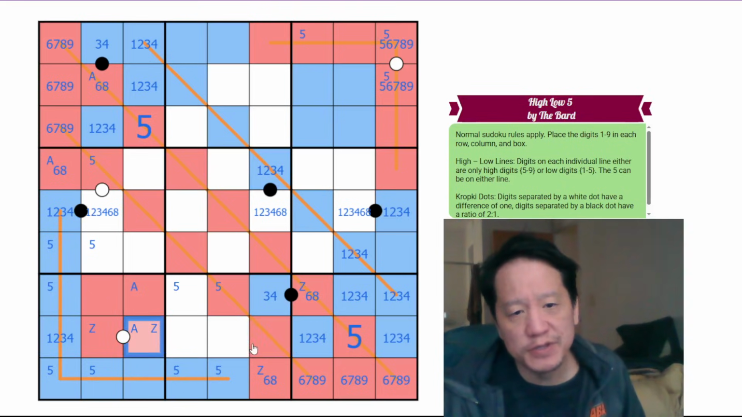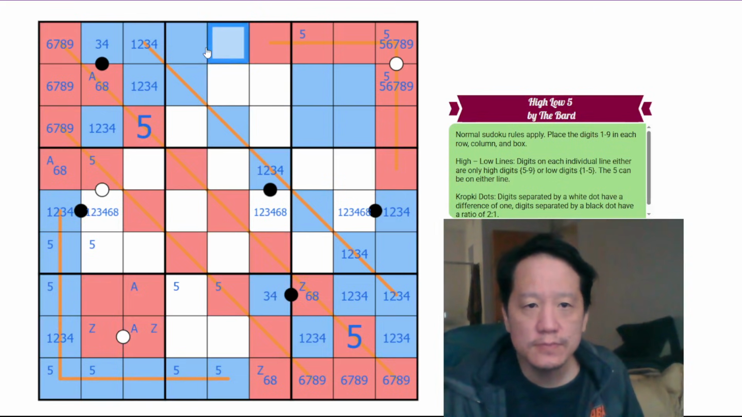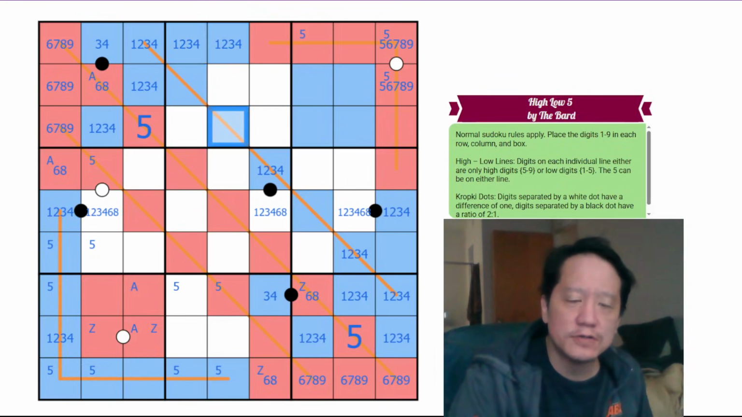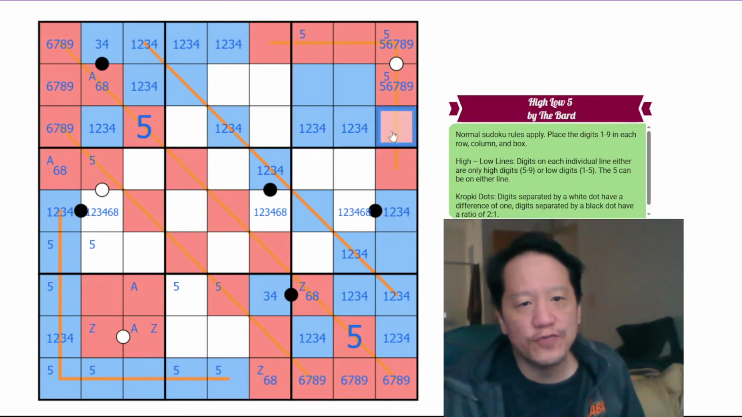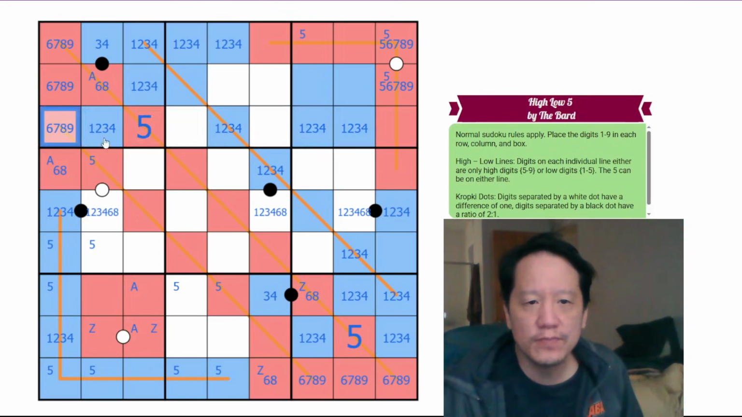Z and A could be the same digit. We don't know. These are 1 through 4 here. This is also 1 through 4. We have four 1 through 4s in row 3. So these remaining have to be high digits, guaranteed. And they're 6 through 9.